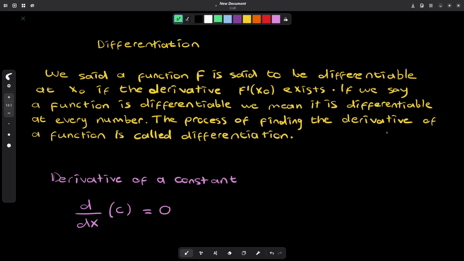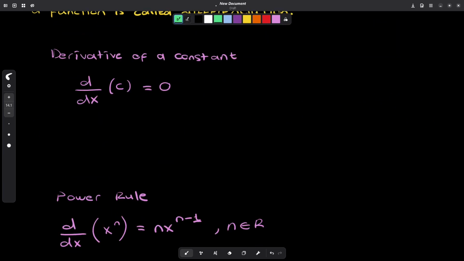The process of finding the derivative of a function is called differentiation. We learned two limits to evaluate derivatives. And of course, we're not going to use those limits every single time because we have faster methods, right? So let's look at the faster methods we have to evaluate derivatives or differentiate these functions. First rule is the derivative of a constant, c.